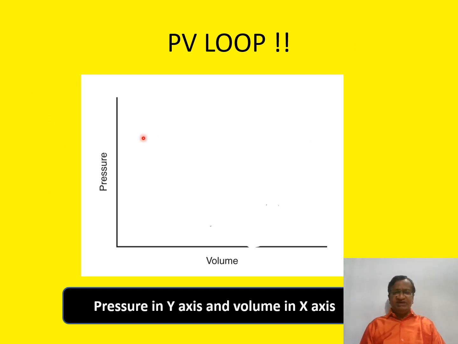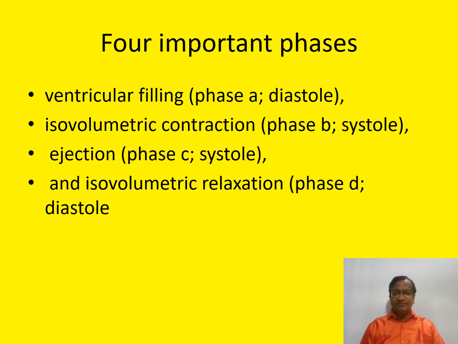Now, what is this PV loop? Pressure in the y-axis and volume in the x-axis. This is what is called a PV loop. And whenever we say PV loop, it is only about the left ventricle. That is what we talk about when we say PV loop.